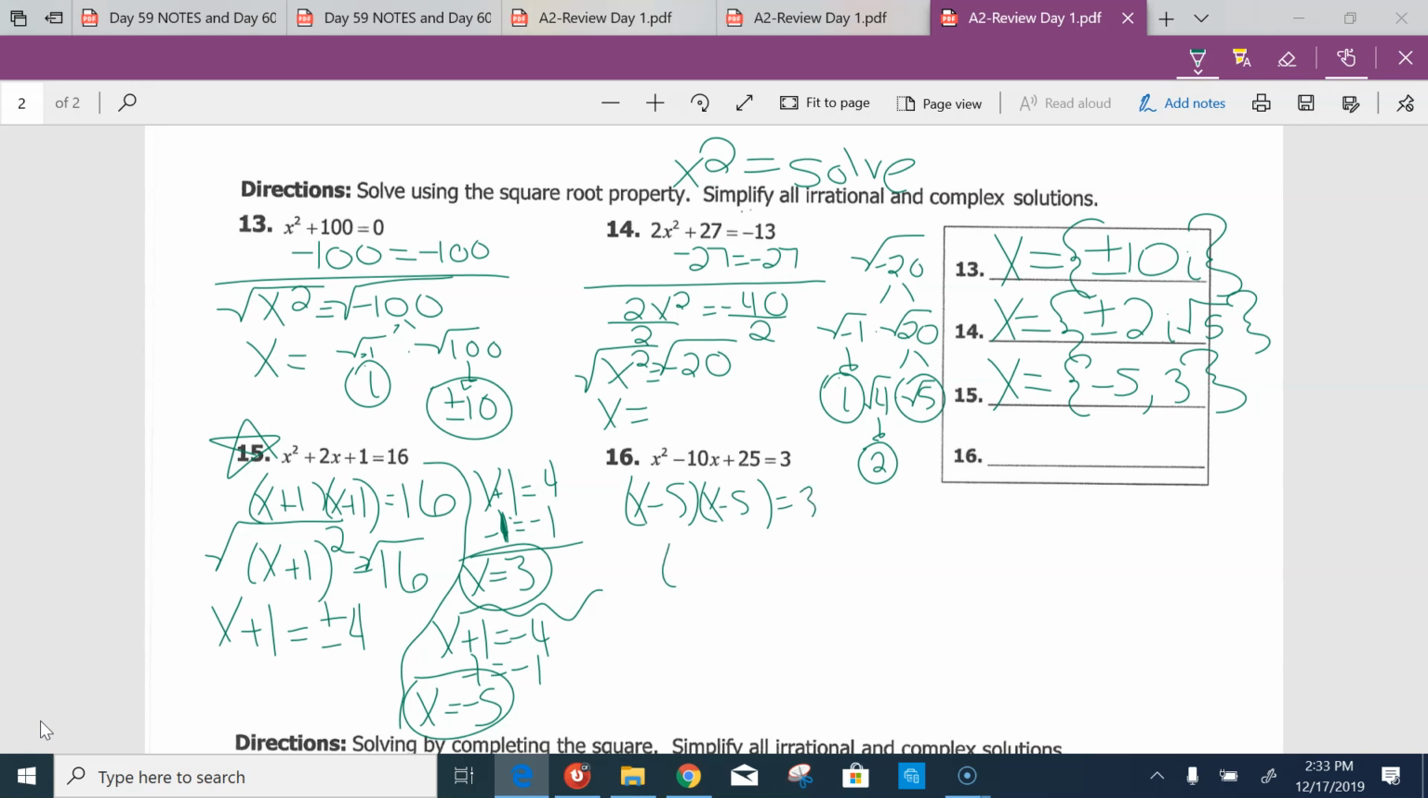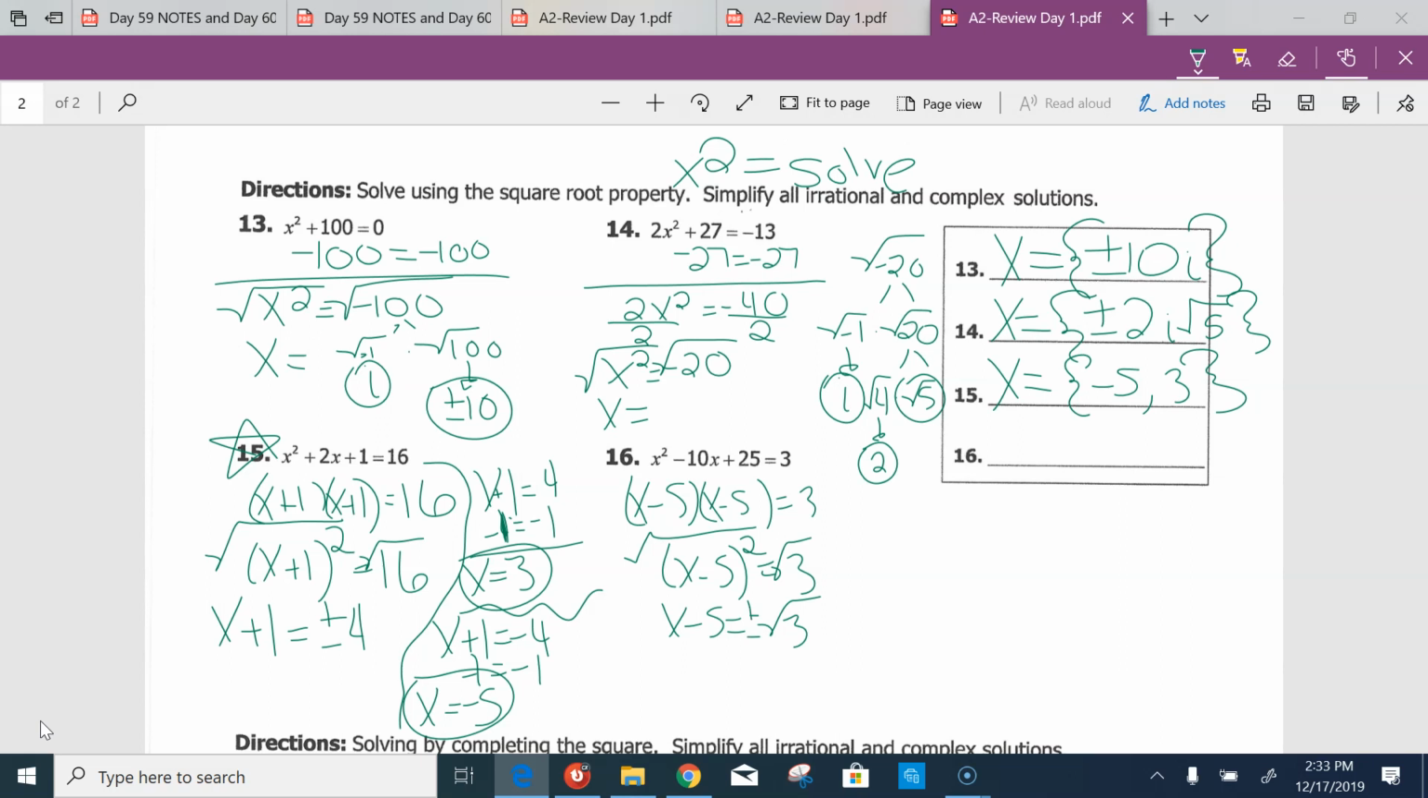So if I rewrite it, I really just have x minus 5 times itself equaling positive 3. And then once again, I will square root both sides to get rid of the exponent. And I have x minus 5 equals the square root of 3. Actually, what it's going to be is the positive and negative square root of 3, whatever that number is.